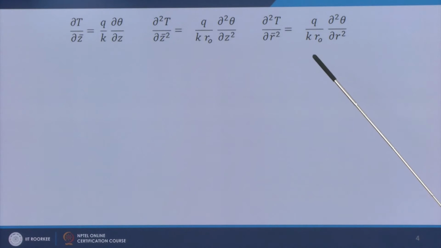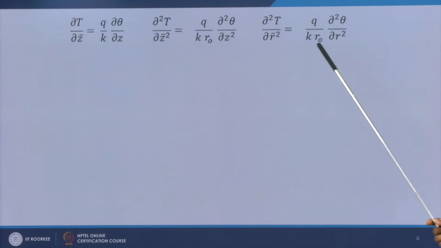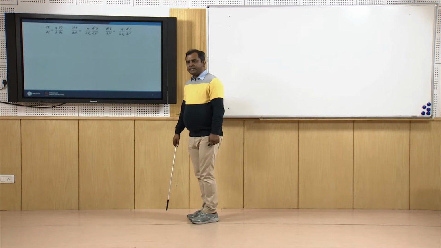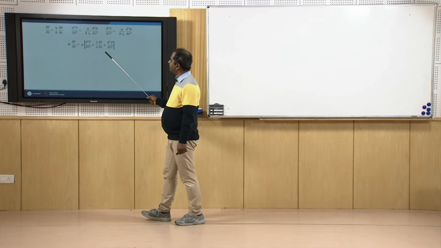And if we do the second time derivative of T with respect to r bar, then we are getting q by k r naught del square theta del r square. So all these derivatives of the temperature, let us put in the energy equation. So the energy equation is like this.